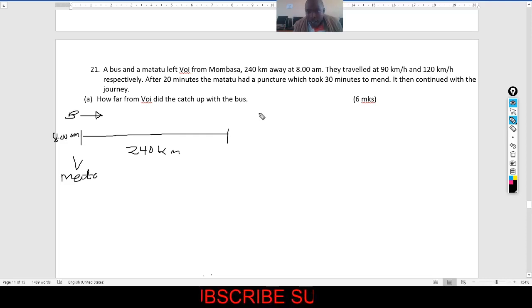They travel at 90 kilometers per hour and 120 kilometers per hour respectively. So that means the bus was going at 90 kilometers per hour, and the matatu was going at 120 kilometers per hour. And then, after 20 minutes, the matatu had a puncture, which took 30 minutes to mend.